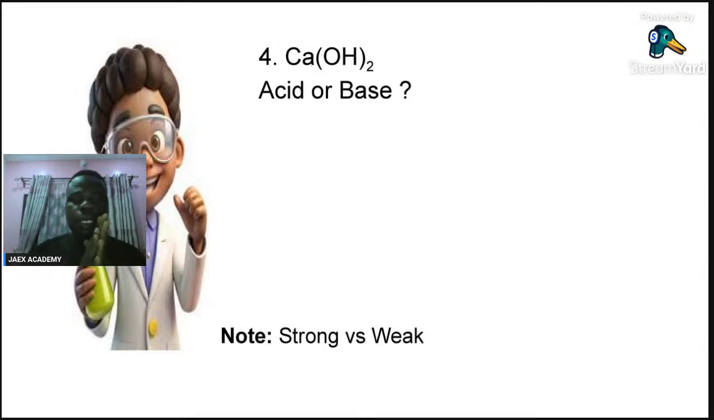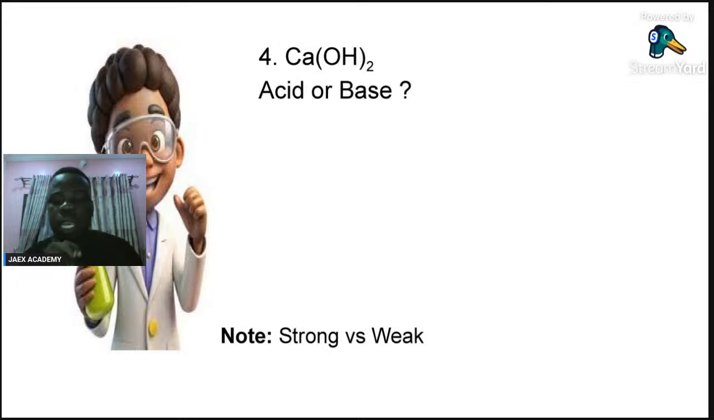Now, ladies and gentlemen, the reason why I'm asking you to differentiate an acid and a base is not for a show. When we start solving, we'll be seeing a lot of things, and we need that knowledge of knowing if a compound is an acid or a base to be able to solve.